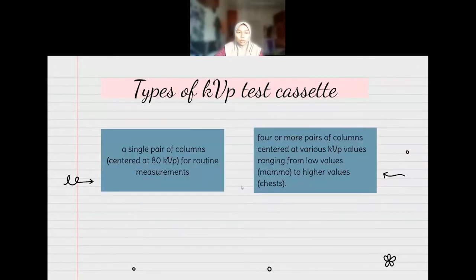There are two types of kVp test cassette. First, a single column centered at 80 kVp for routine measurement. Second is four or more pairs of columns centered at various kVp values ranging from low value kVp to higher value kVp check.